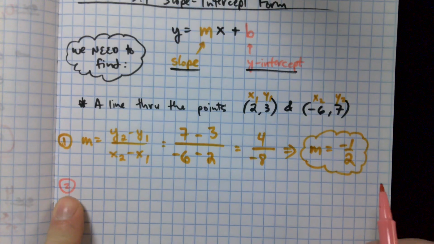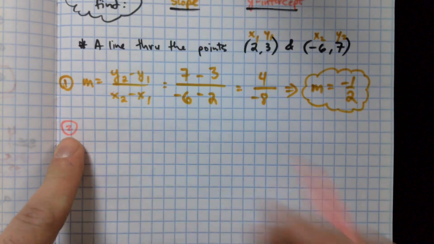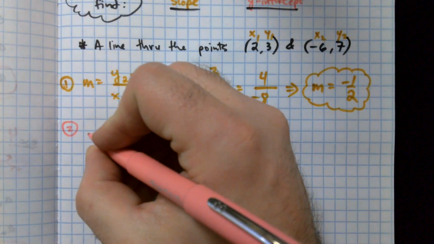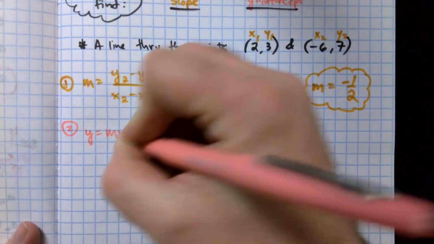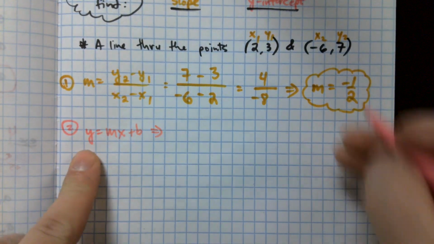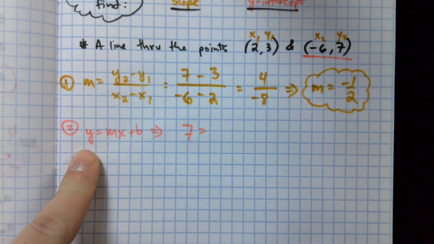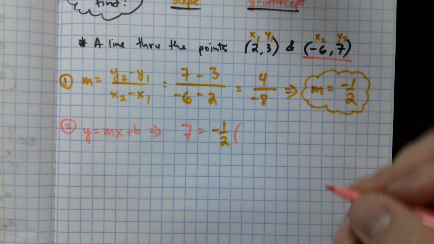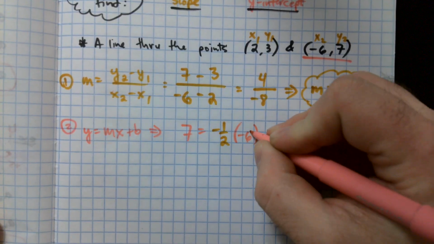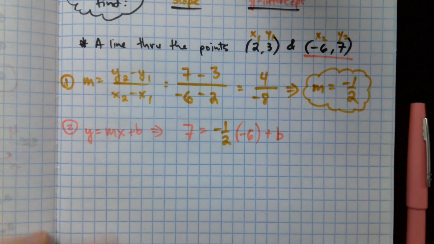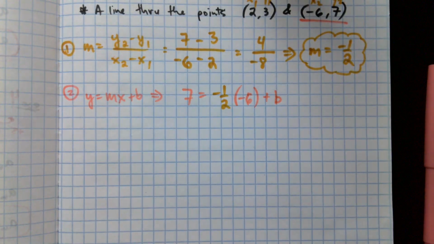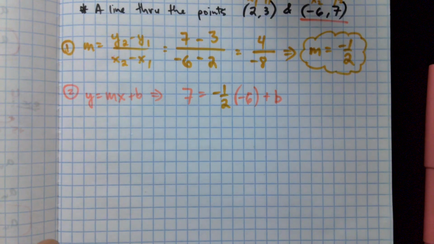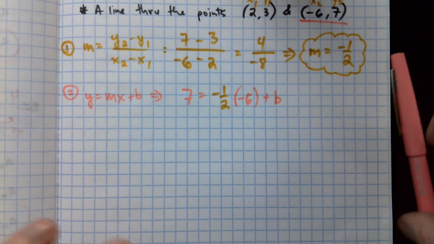I used the slope formula in step 1. What am I using in step 2? Slope-intercept form. Exactly what you just used in the notes. In the warm-up. Y equals mx plus b turns into 7 equals negative 1/2 times, what's my x? Negative 6 plus b, right? And this is exactly what we did in the warm-up. What's negative half of negative 6? Positive 3, nice.